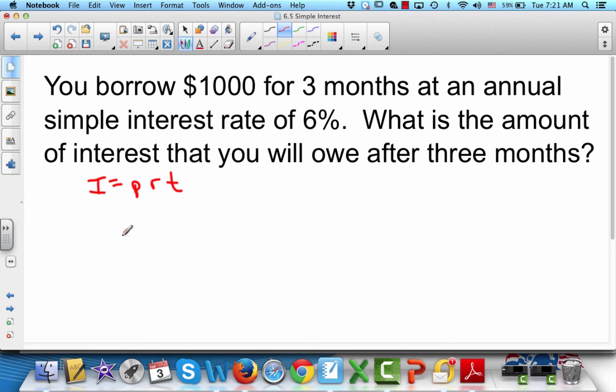All right, so we've got $1,000 times 6% times 3 months out of 12 months. That's 1/4, so that would be 0.25. Equals 1,000 times 0.06 would be 60 times 0.25 equals $15. Okay?